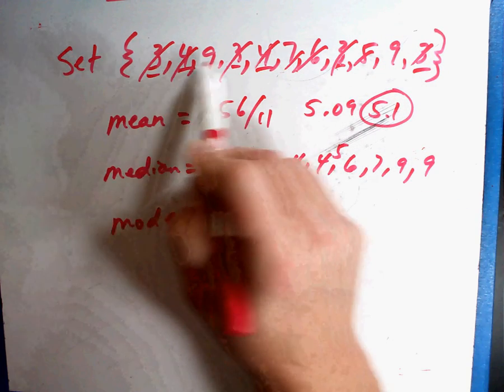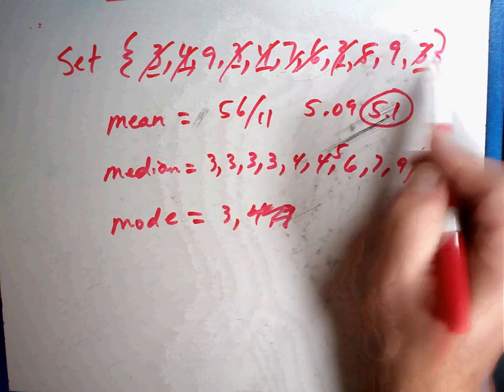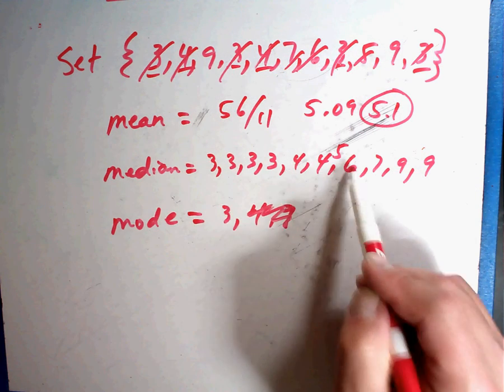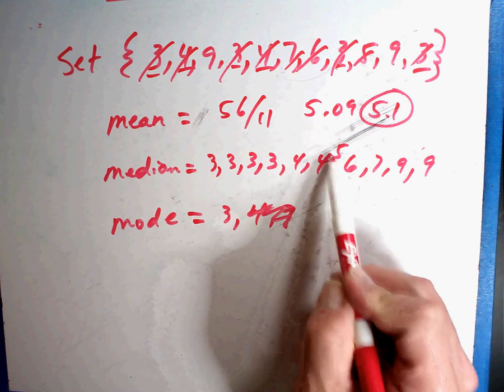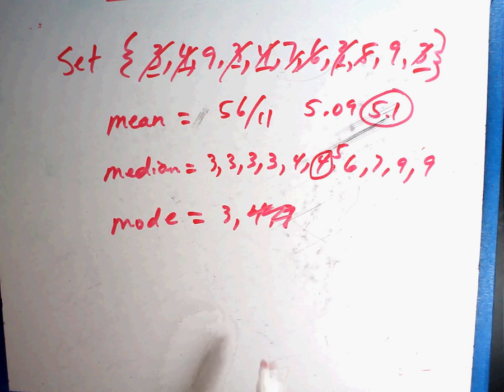1, 2, 3, 4, 5, 6, 7, 8, 9, 10, 11. So in the middle is going to be 6. 1, 2, 3, 4, 5, 6. There's my median, is 4.